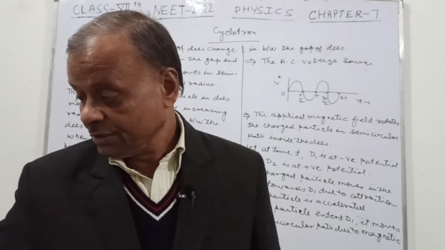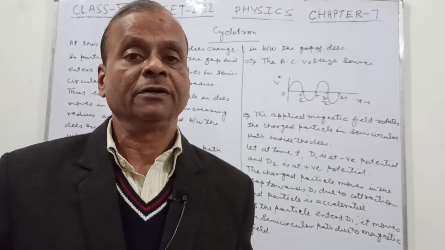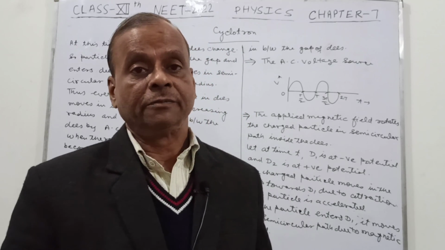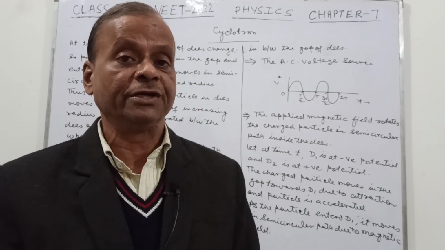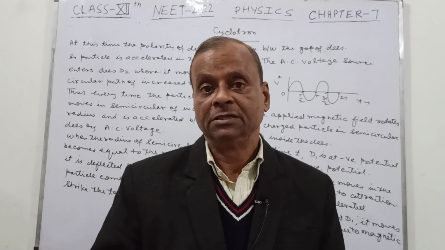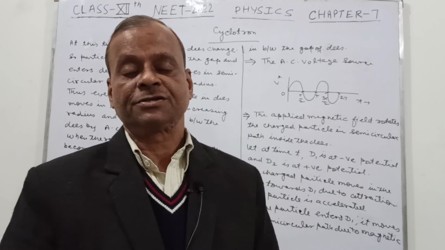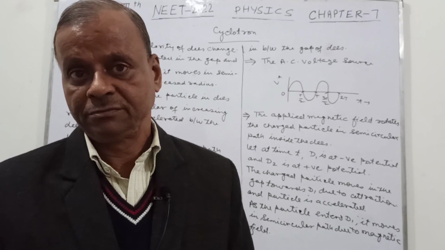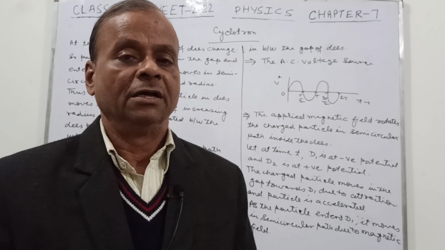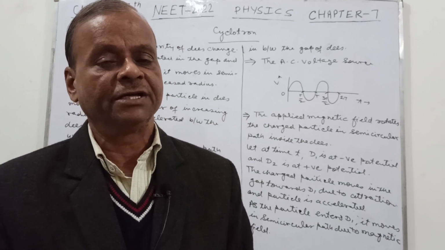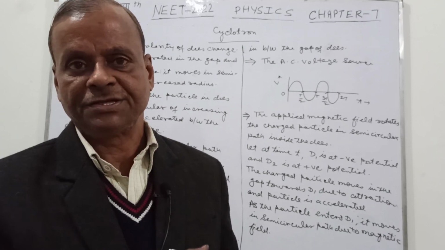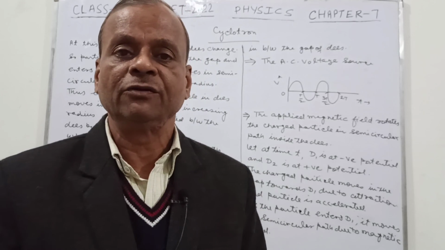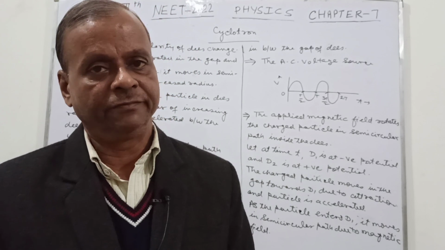So this machine is very good one for the heavy charge particle to accelerate them to a high energy, and by having the D's of very large radius we can have the very high energy particles that can cause so many nuclear reactions. So this is the construction and the working of this cyclotron. Now tomorrow I will tell you the analytical treatment of this one.